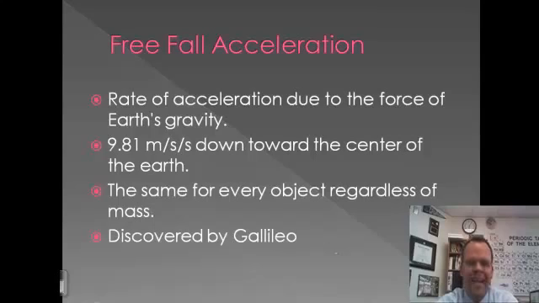The acceleration of any falling object, when we do not include air resistance, will not be included in most of the problems that we cover in this course. You can assume that air resistance is not included unless it is otherwise stated. So the acceleration will always be 9.81 meters per second squared towards the center of the Earth any time that an object is falling, when that is the only force. This is the same for every object regardless of mass, and this was first discovered by Galileo.